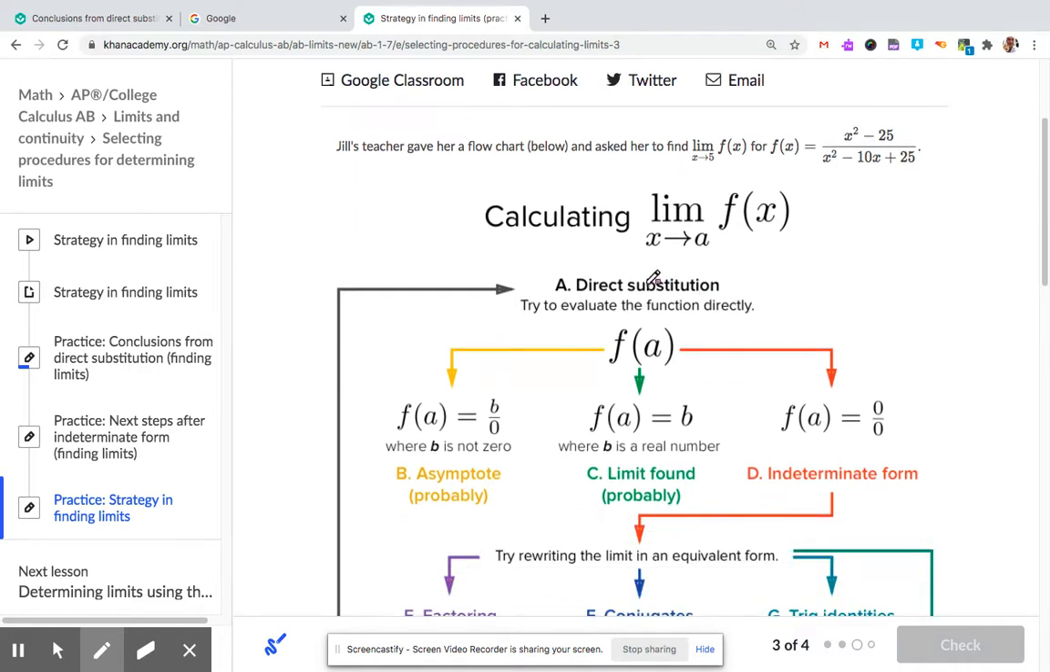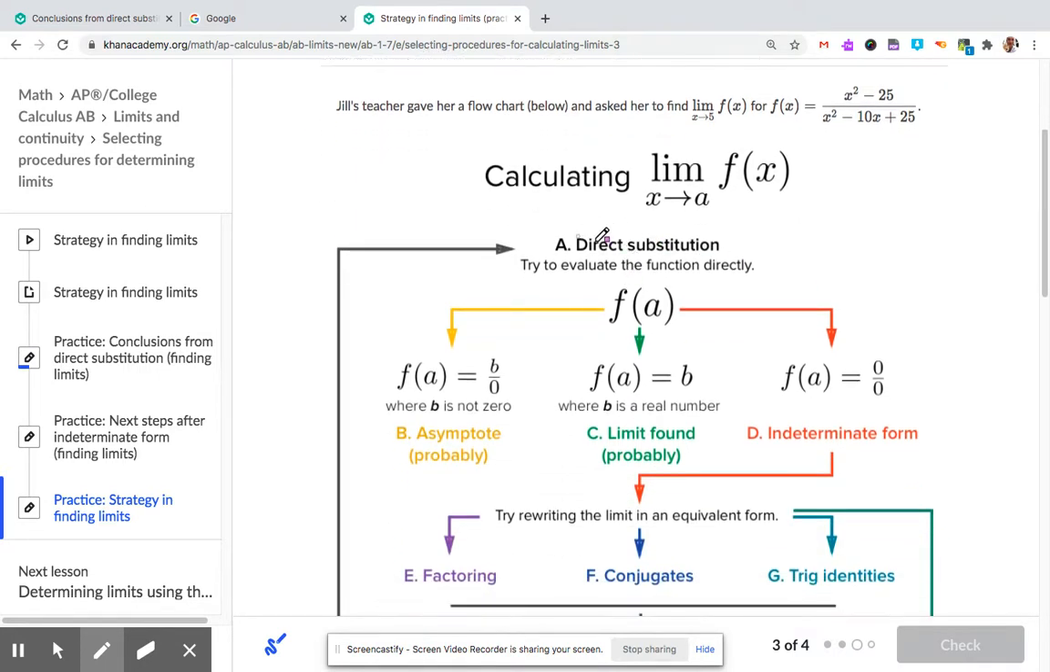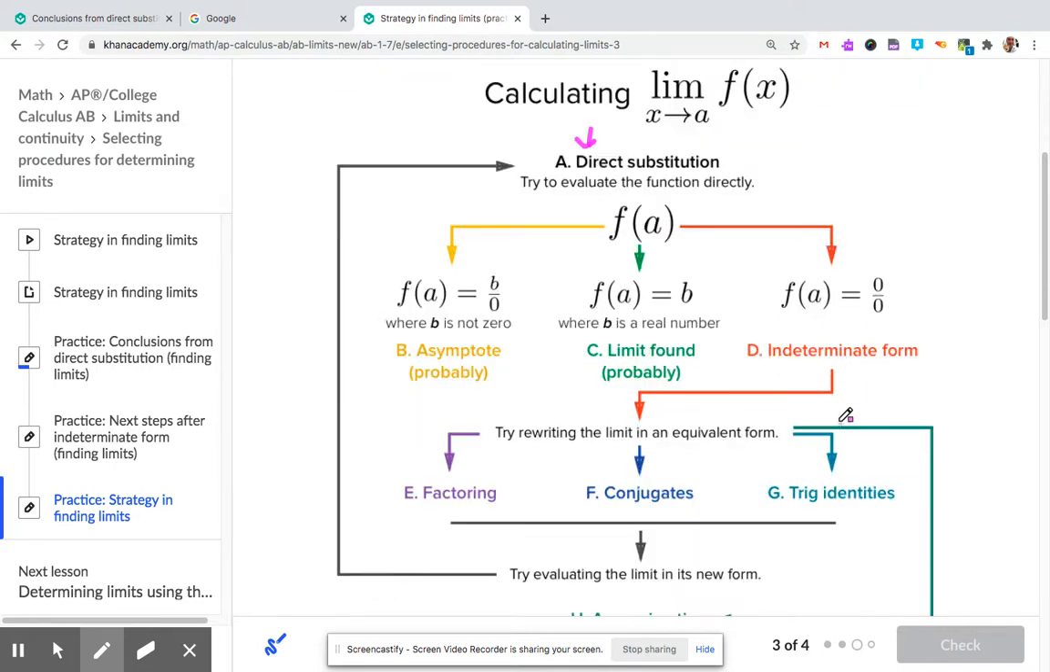The way the flow chart works is that the first thing you always do is direct substitution. You're plugging it in, then three things can happen. We can have 0 on the bottom, we can have a value that pops out, or 0 on both top and bottom, which is called indeterminate form. In as a prefix means not determined. You cannot find it. Determine is to find it. So indeterminate, cannot find it yet.